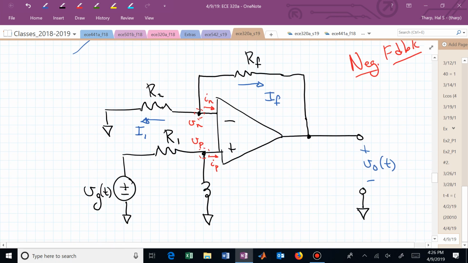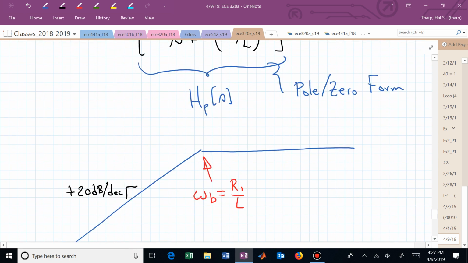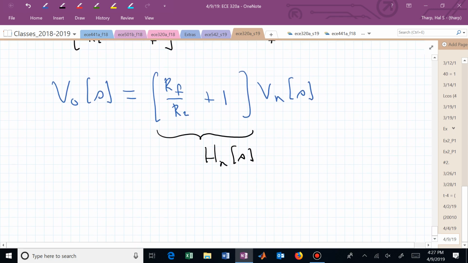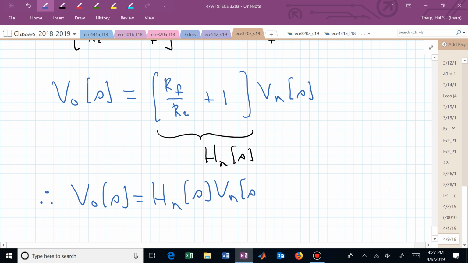Now let's try to find the total transfer function between v sub g and v sub 0. We want to know if I wiggle this, v sub g, what happens at v sub 0. And let's start with the output side. We have an equation for v sub 0. We just derived it here. We have v sub 0 of s is equal to h sub n of s times v sub n of s.